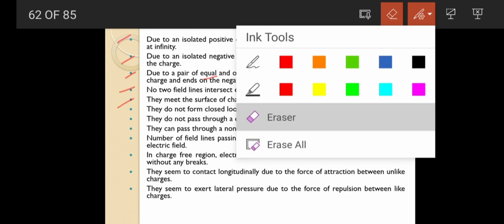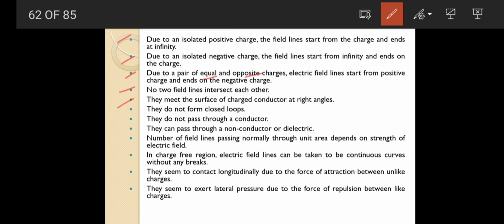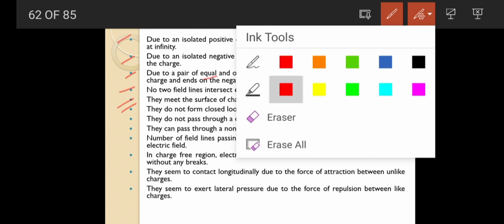Next property: they do not form closed loops. Okay, they do not form closed loops. So that means these electric field lines will never make closed loops. It will always be a straight line.